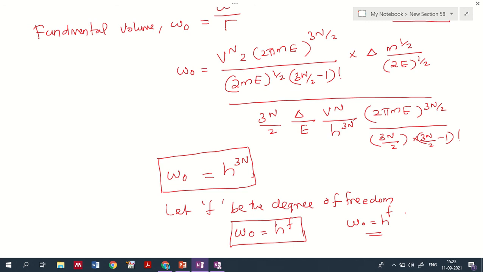The hypershell is limited between root 2 m E minus delta by 2 and root 2 m E plus delta by 2. Then from that momentum space we identified the thickness of the hypershell by taking the difference of the two energy levels. After that we identified the total volume omega, which represents the phase space volume in that particular energy interval, or in that particular thickness region.